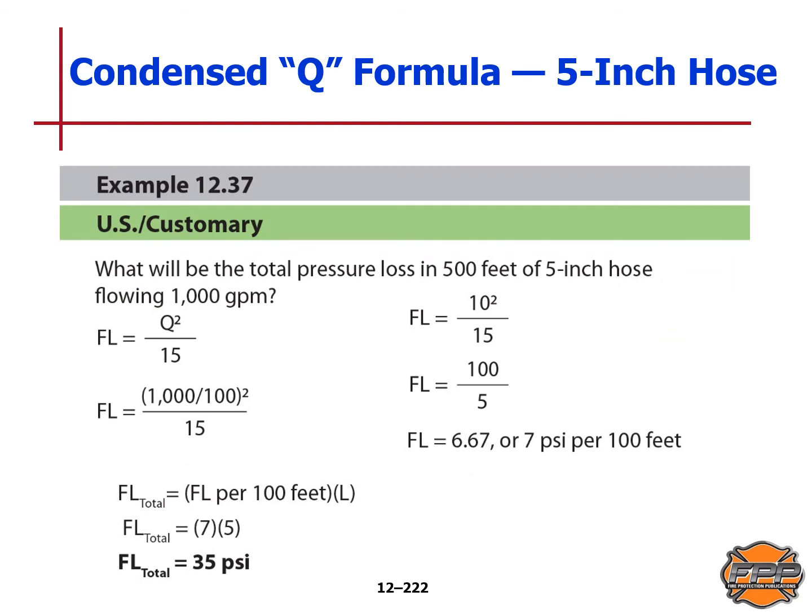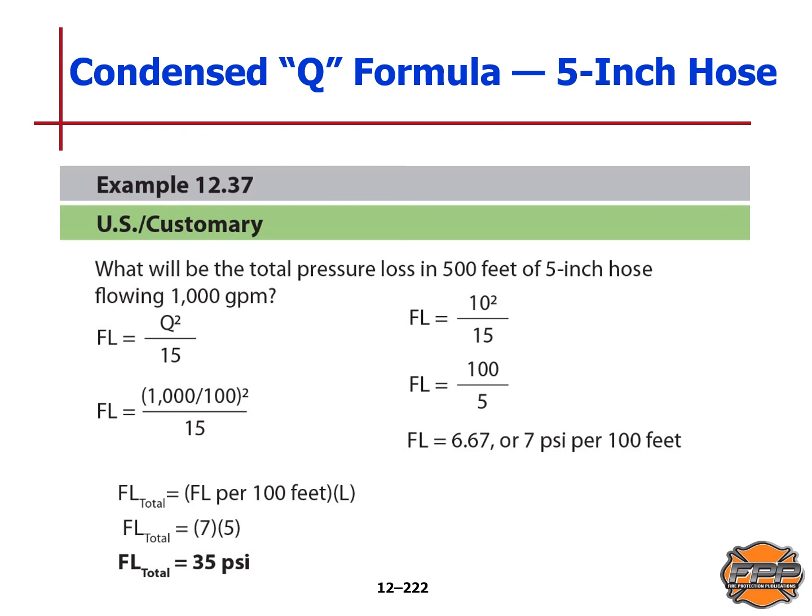So here's your example. Let's look at the left side first. What will be the total pressure loss in 500 feet of 5-inch hose flowing at 1,000 gallons per minute? We use our formula, friction loss equals Q squared over 15. We plug in our numbers. Friction loss equals 1,000 divided by 100, squared, over 15. Friction loss total equals friction loss per 100 feet times length. So friction loss total is 7 times 5, and our ultimate friction loss total is 35 psi.